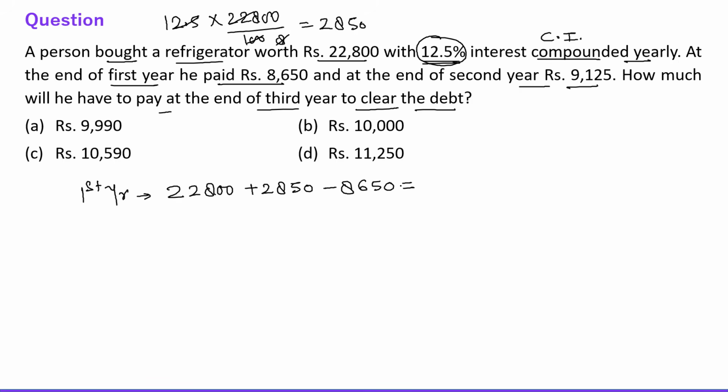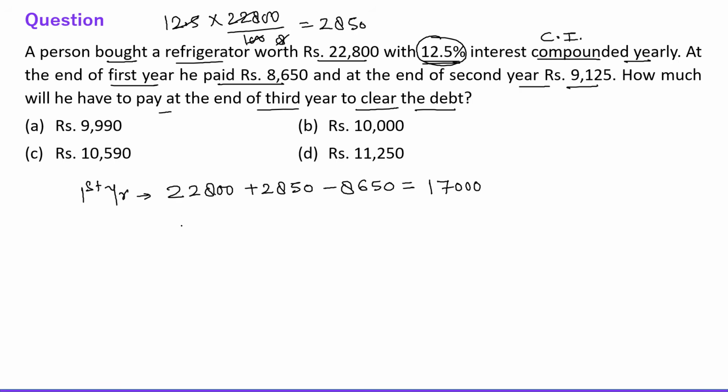So at the end of the first year, the total cost of the fridge becomes 22,800 minus 8,000 and plus 2,000. This is 16 and then 850, then 650. This is 200, 200, 800 is 1,000. So this is 17,000 actually. So at the end of the first year, he has to repay 17,000 more.